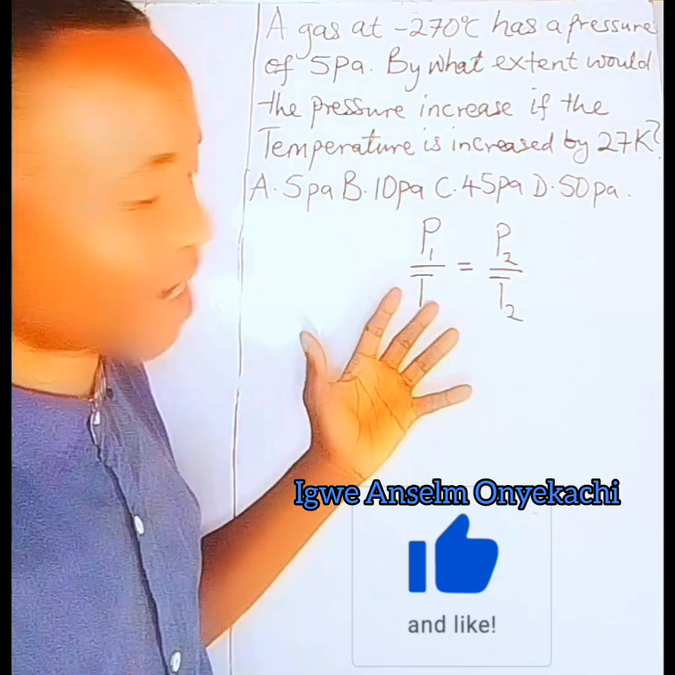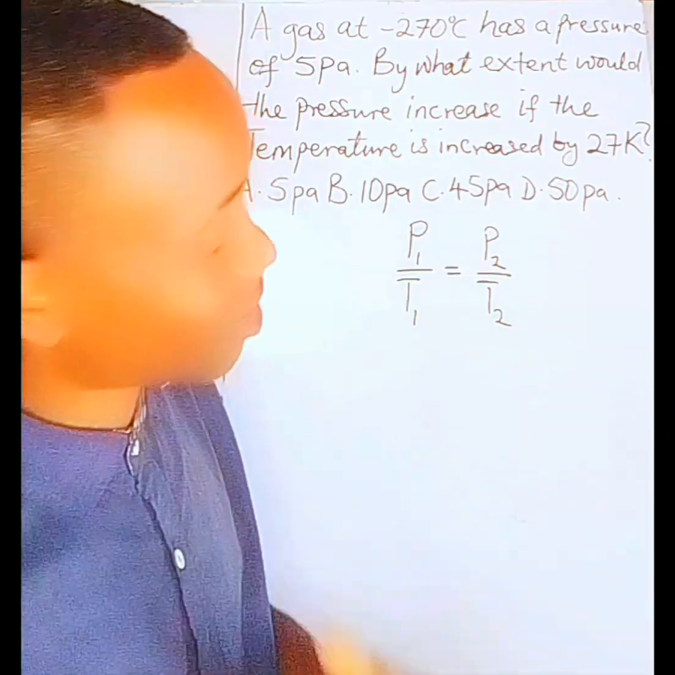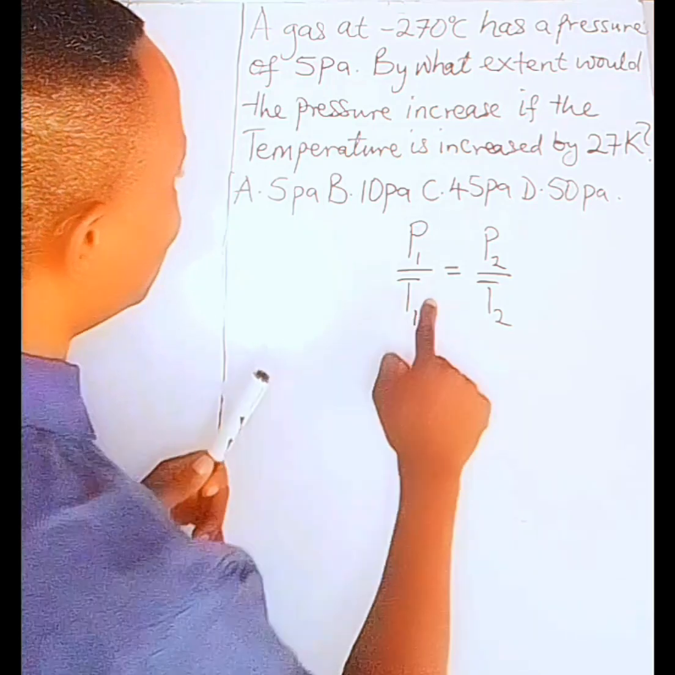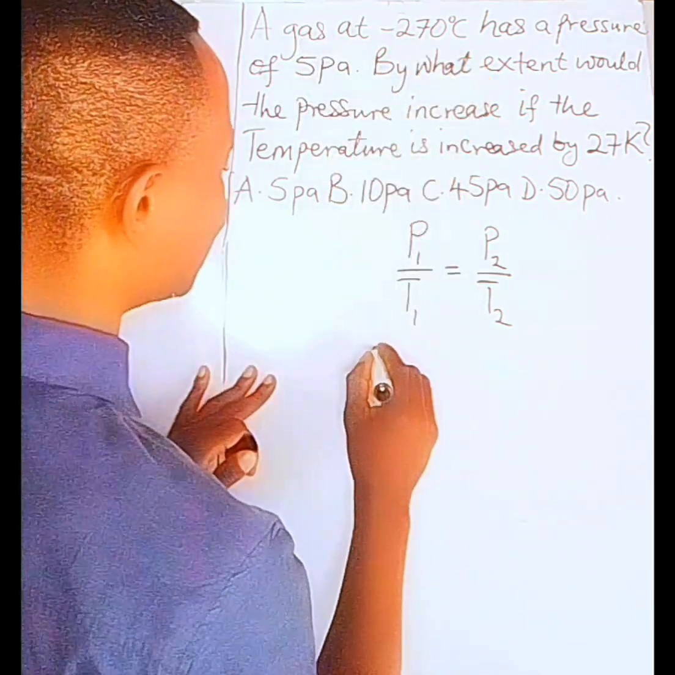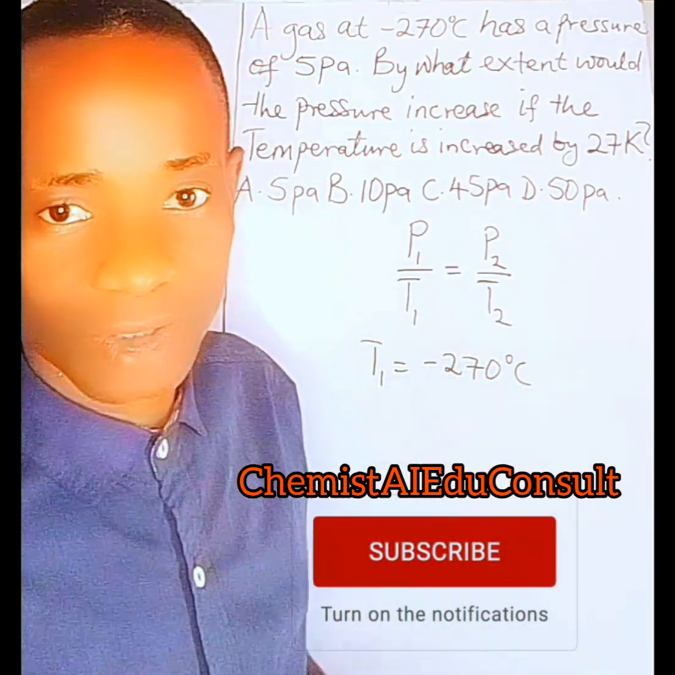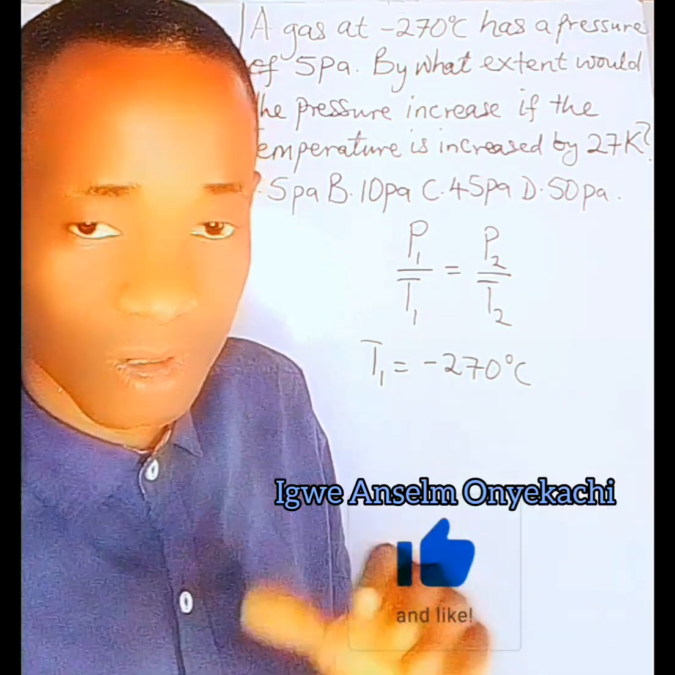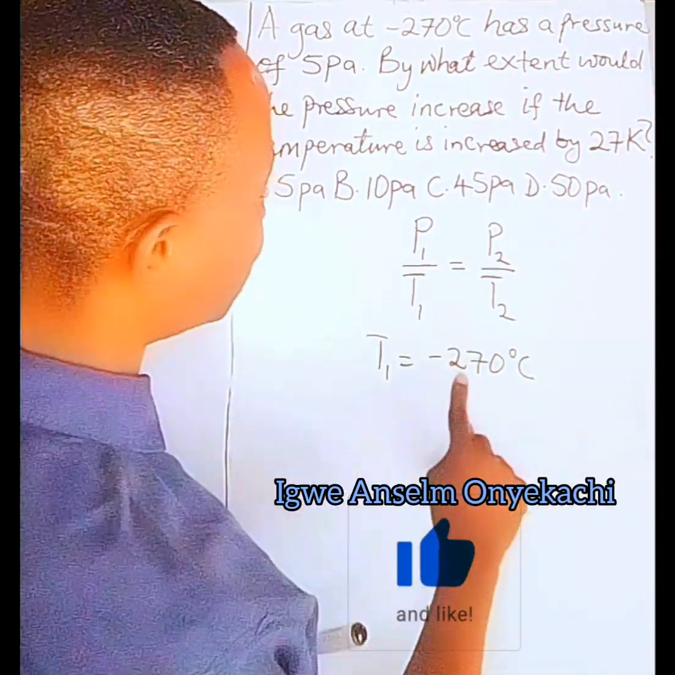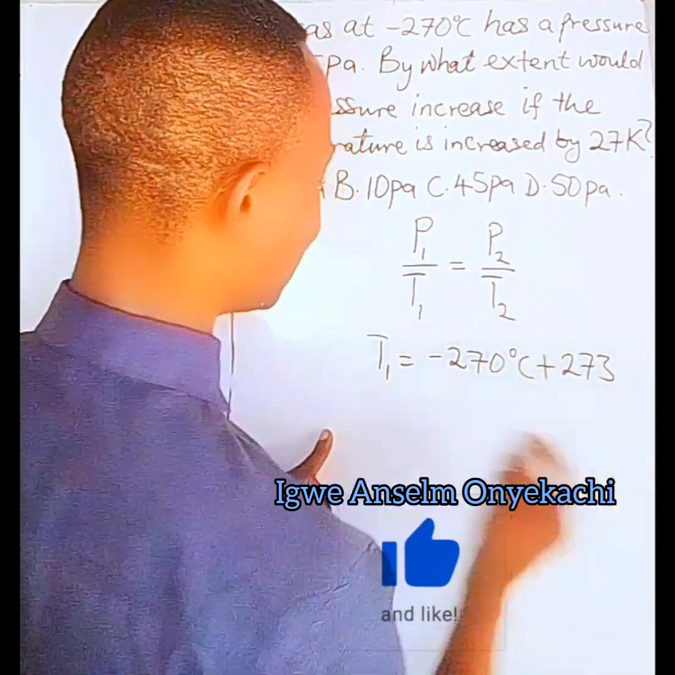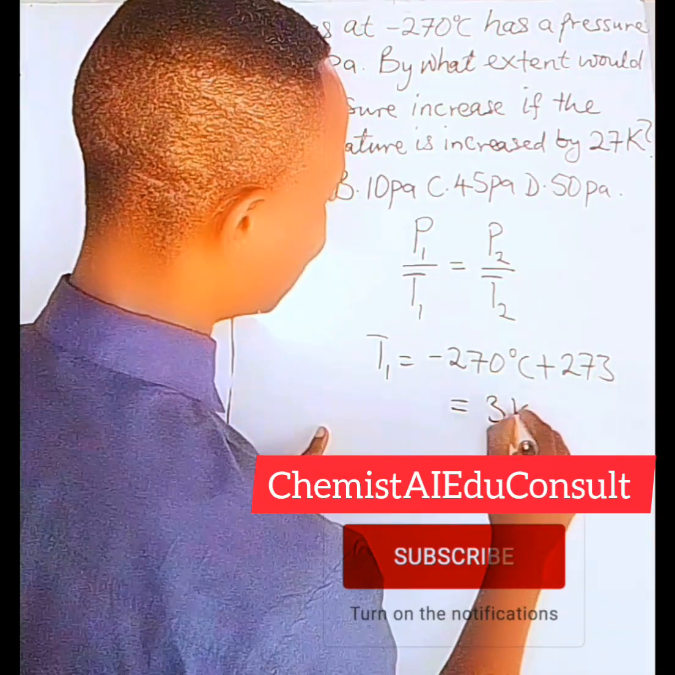From this relation, you will see that T1 is the initial temperature, P1 is initial pressure, T2 and P2 are the final temperature and pressure, respectively. And from the question, you can get all these variables. T1, initial temperature, is this. So we write T1 as minus 270 degrees Celsius. But while doing calculation on Gay-Lussac's law or even Charles's law, you must convert from Celsius to absolute temperature. To do that, whatever value in degrees Celsius you get, you add 273 to it. And of course, minus 270 plus 273 will give you 3 Kelvin, right?